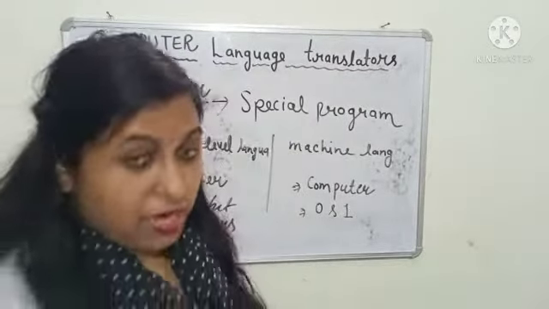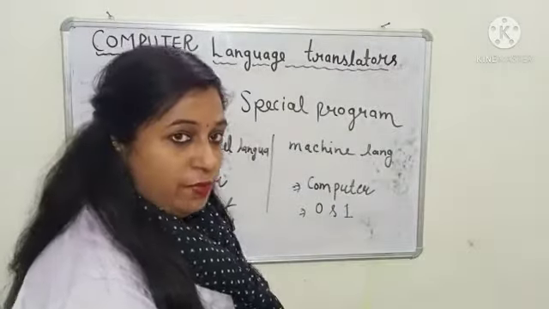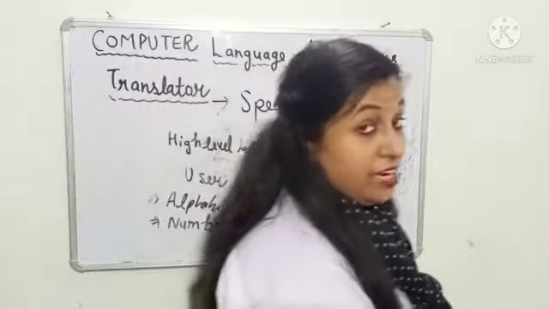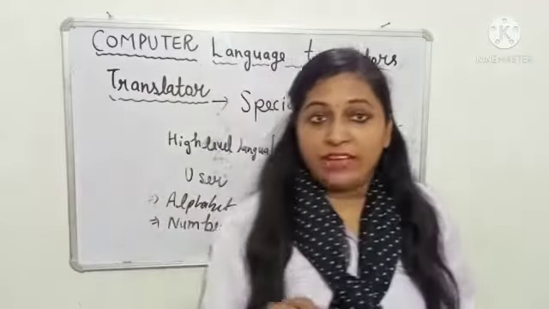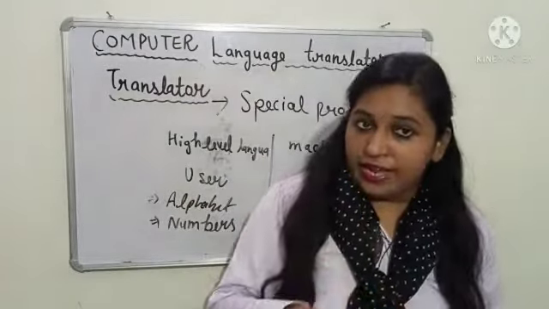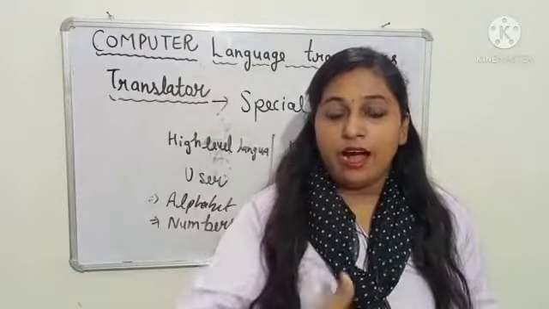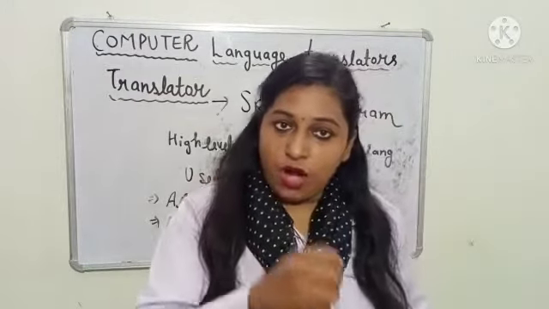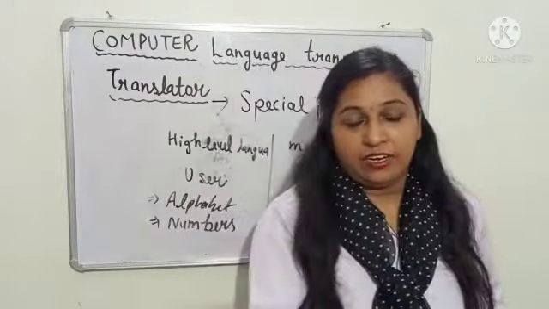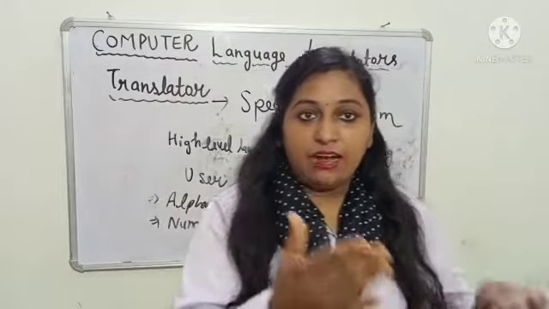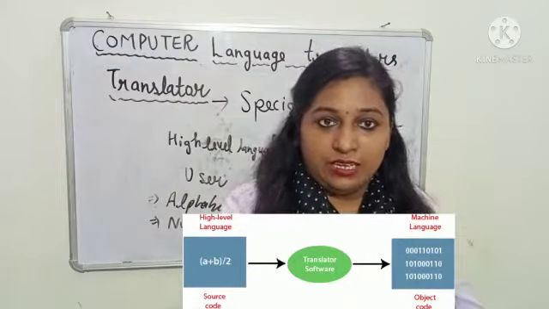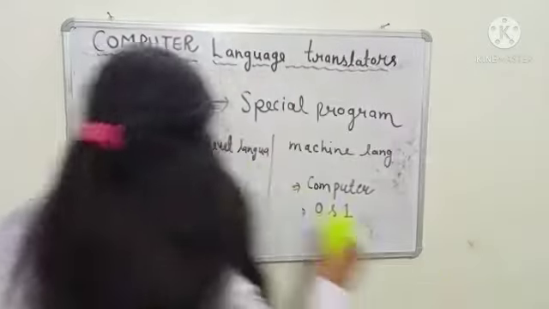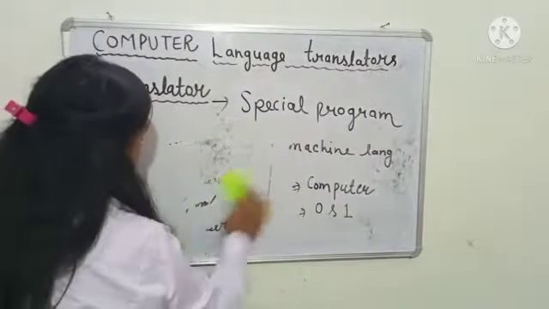So if we want to run our program on a computer, but the computer cannot understand human language, cannot understand high level language, at that time we require a mediator, we require a translator, because a translator converts high level language to machine code, right? I will explain through the diagram.